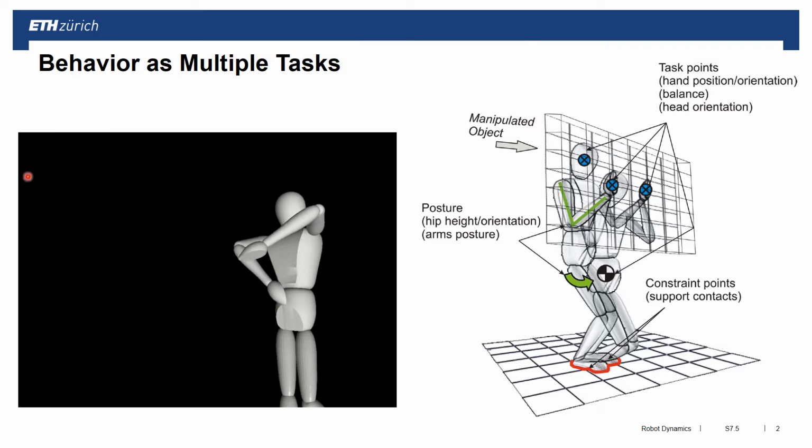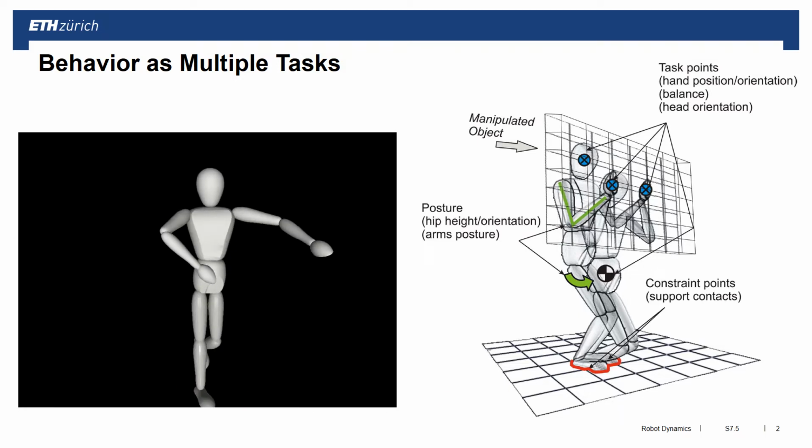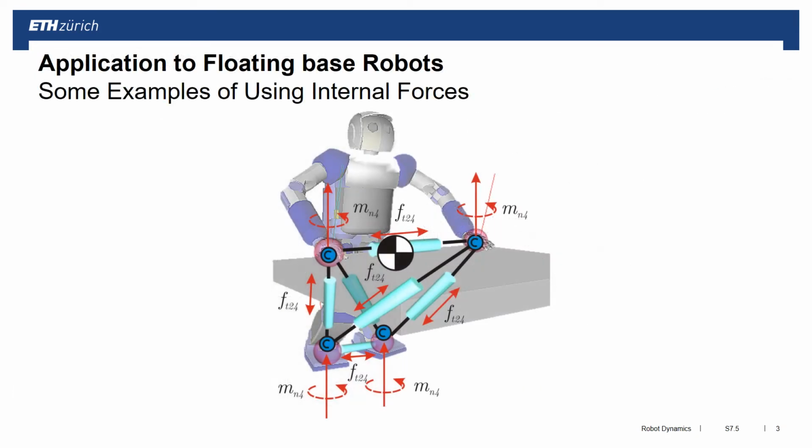Now what you see here is predominantly motion. So how is the system moving? But as we have seen earlier, we're not only interested in how the system is moving, but also in how it's interacting with the environment. If a robot interacts with its environment at multiple contact points, like here two feet and two hands, there's a certain number of internal forces that this robot can produce. These internal forces essentially change the way the system interacts with the environment, but they do not change the way the system moves.